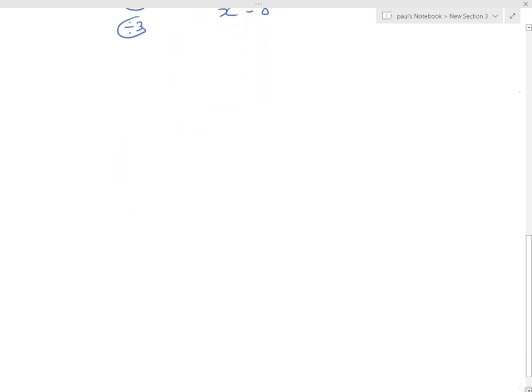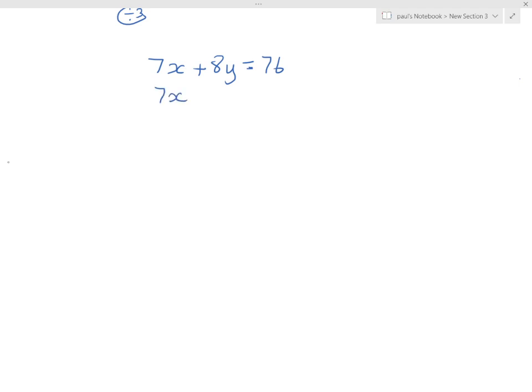Don't want to miss any of these out. Let's do this one. 7x plus 8y equals 76. And 7x, again, we've got a matching pair, that's good. 7x plus 6y equals 64. All right, so we've got a matching pair, they're both plus, so we can subtract to get 2y equals 12, so y will equal 6.